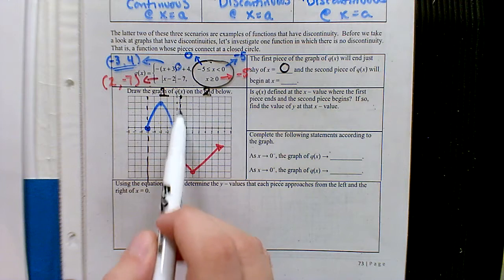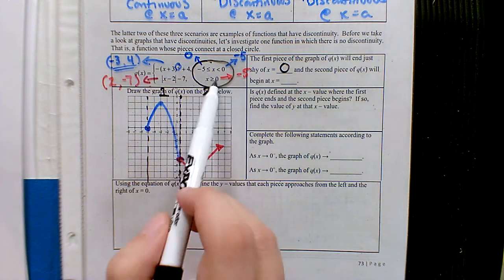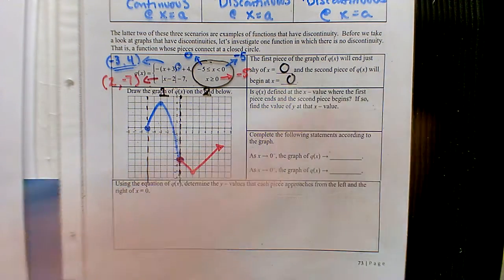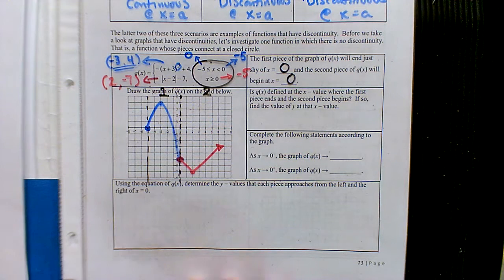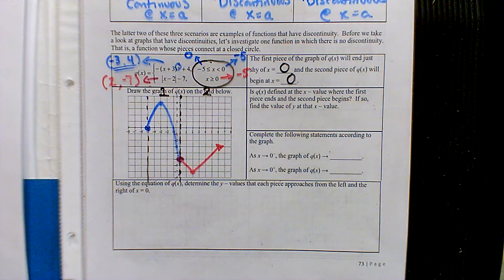Can you see how it's the same 0 value? Right? Okay. So this location of 0 is kind of interesting to us because that's where one graph ends and one graph begins. In order for us to be continuous, if one graph ends there and the other one begins there, we have to make sure that they match up. That way we can draw it without lifting up your pencil.